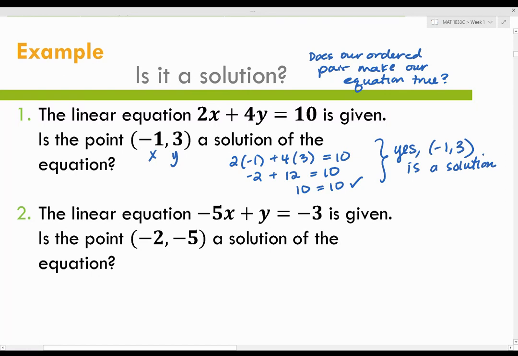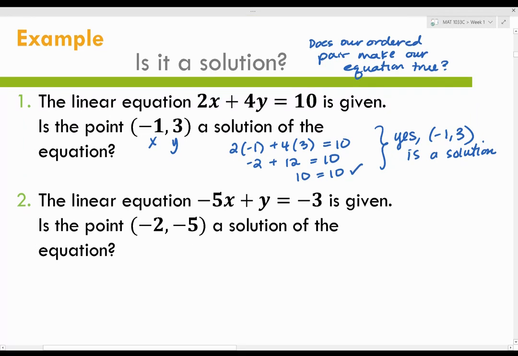Simple enough. All right, let's try the second one. If you want to try it by yourself, you can pause the video and then come back. All right, so let's look at number 2. It says the linear equation -5x plus y equals -3 is given. It wants to know, is the point -2, -5 a solution of the equation? Just like we did for number 1, we want to ask ourselves, does our ordered pair make this equation true? Our first coordinate is going to be our x value. The second coordinate is going to be our y value. And we're going to plug those values into our equation and solve.